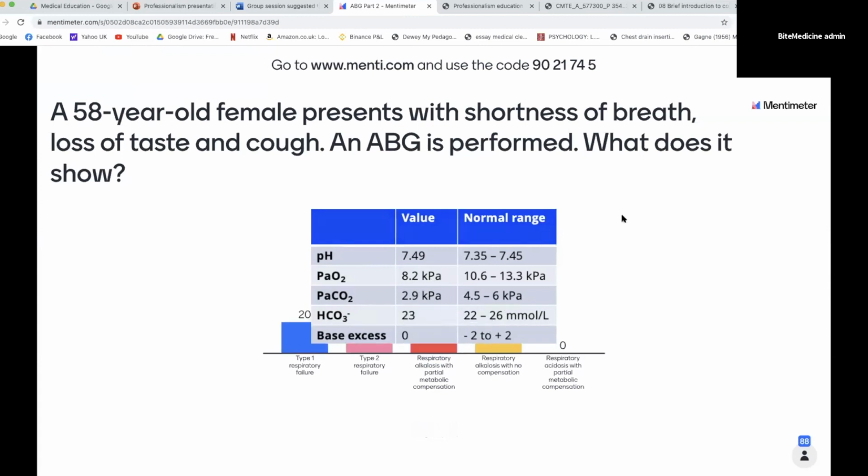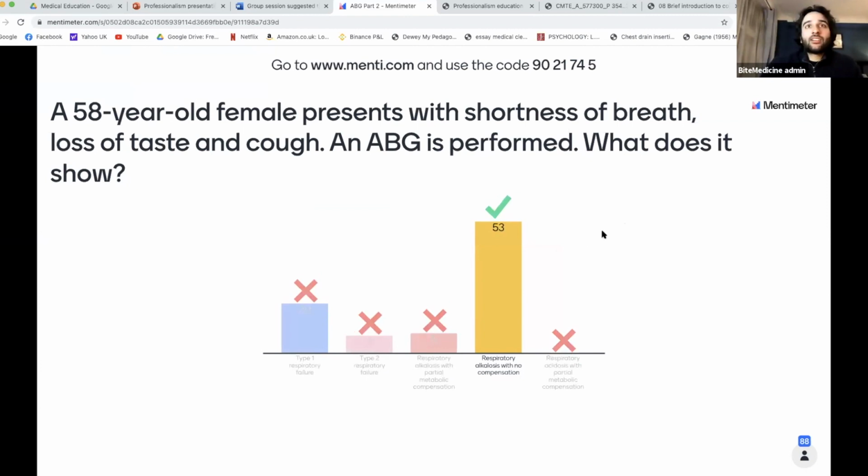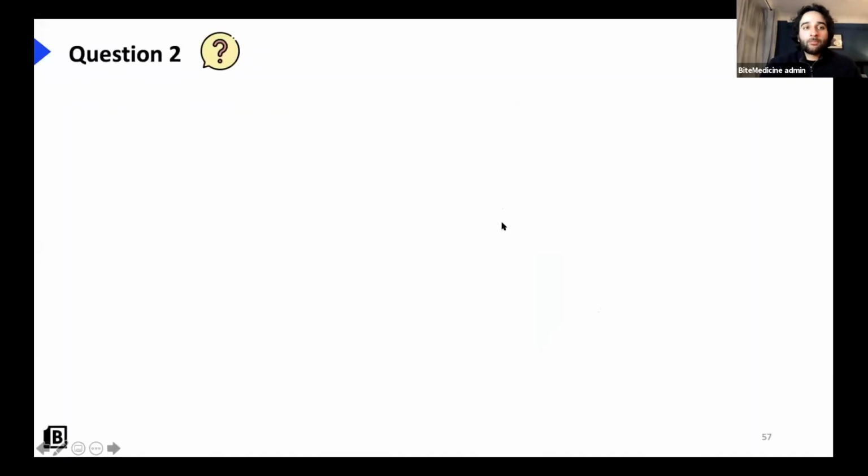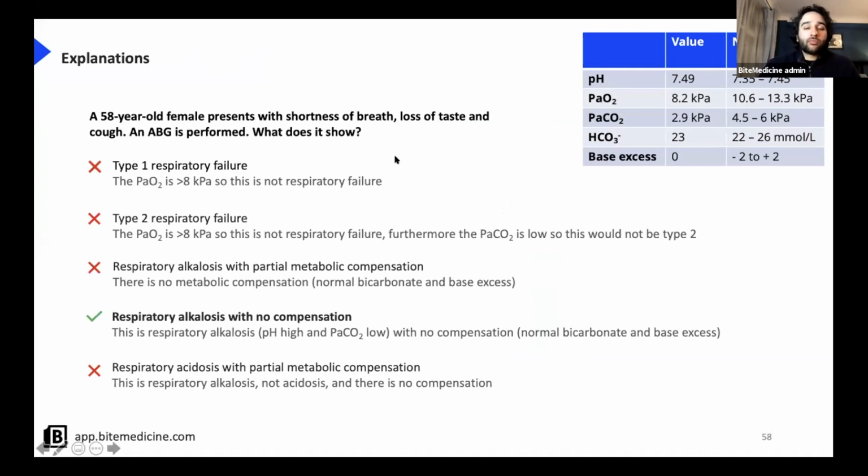Brilliant. Let's see what you've put. Okay, so slightly fewer got that quite correct. So remember our definition of type 1 respiratory failure as well. We've got this 58-year-old with likely COVID by the sounds of this. They have a respiratory alkalosis. As you can see, pH is raised, so that's alkalemia. PaCO2 is reduced, so it's respiratory alkalosis.